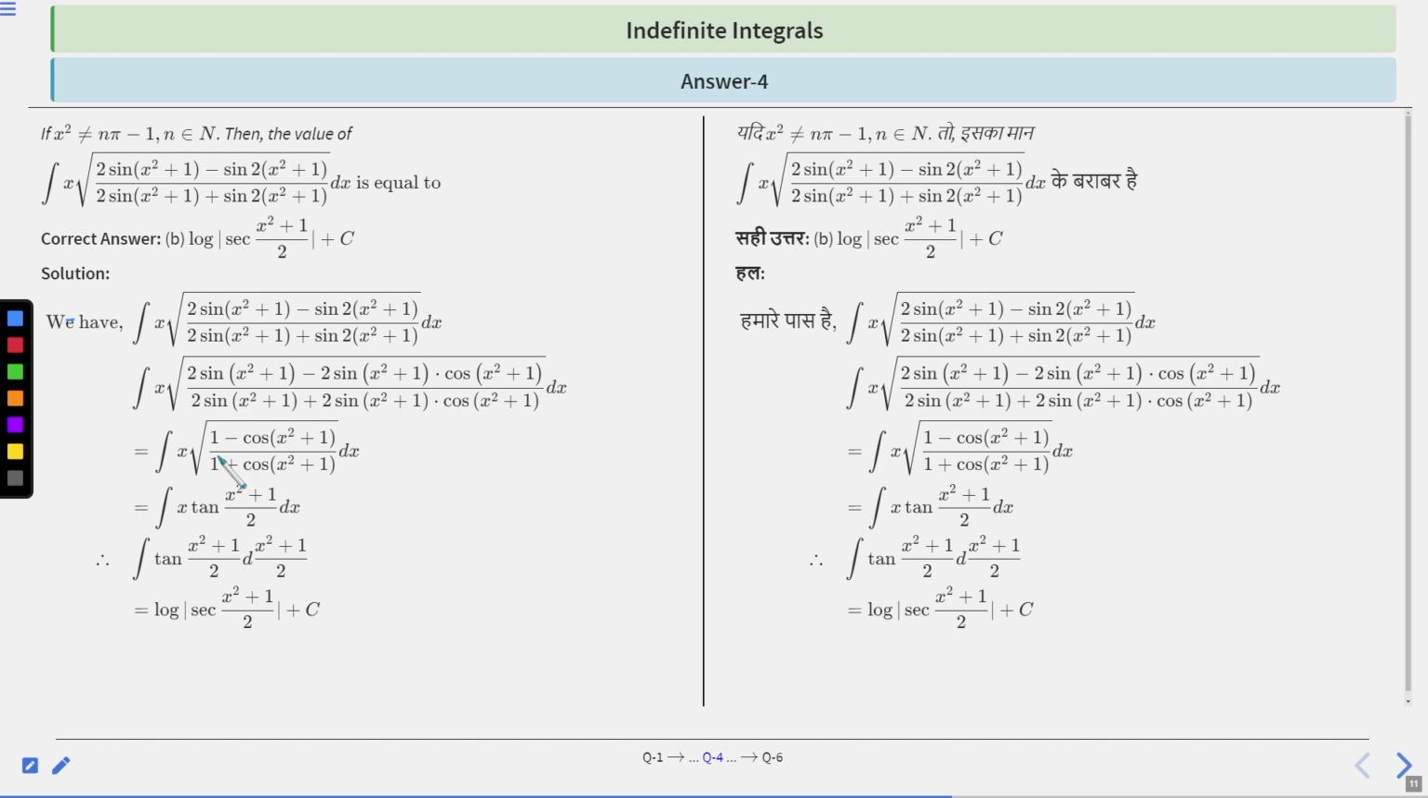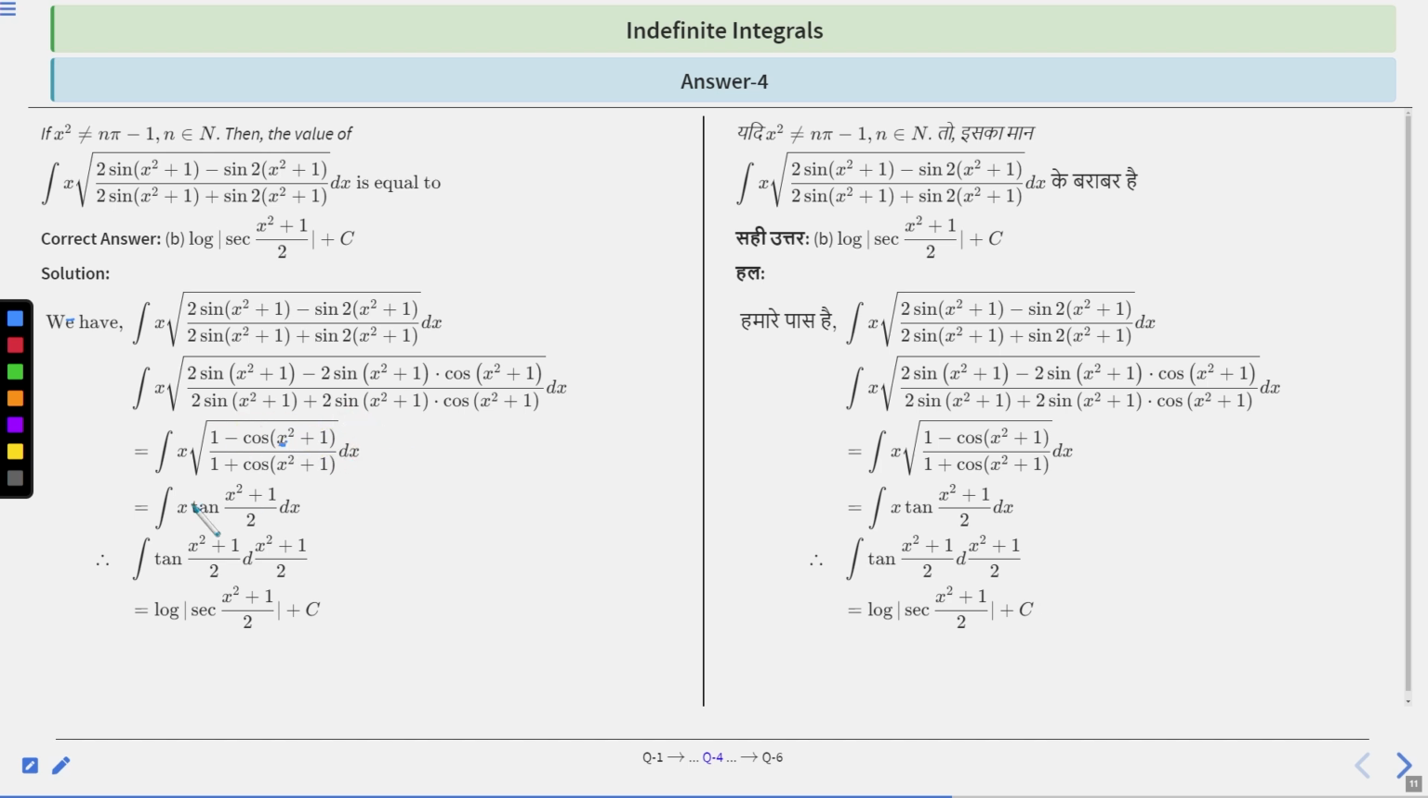which after resolving, see, 1 minus cos theta can be written as 2 sin square(theta by 2), and 1 plus cos theta can be written as 2 cos square(theta by 2), like that. So in this way you will get the expression in terms of integration of x tan((x square plus 1) by 2) dx, right? Because we have assumed x square plus 1 as theta, right?